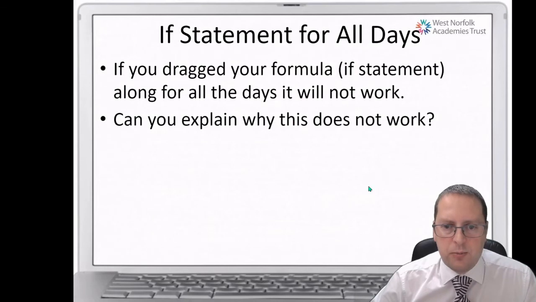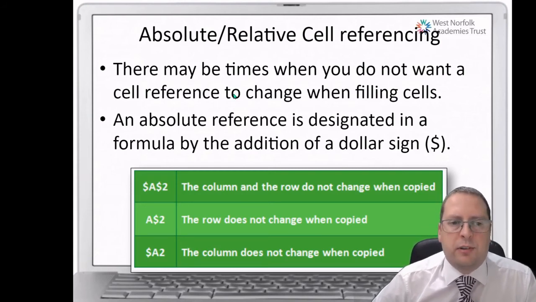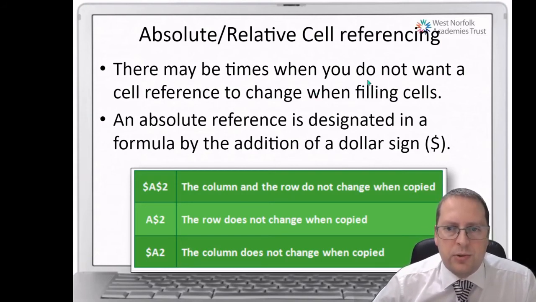So you need to explain why it didn't work in your ePortfolio. So this is to do with absolute relative cell referencing. So this is when we do not want a cell to change what it's looking at when we drag it along. And here we can see that if I put a $ sign before the A and a $ sign before the 2, so that's locking in the column and locking in the row. If I put a $ sign in before the 2 but I leave it blank at the front, the row is not going to change.